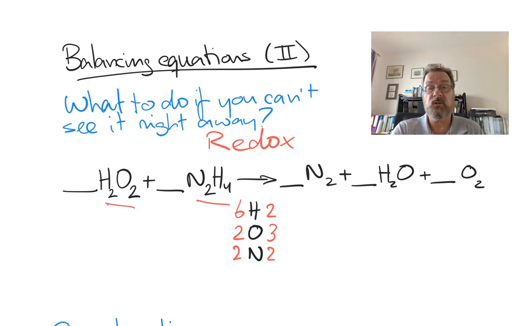So we don't have to start with one H2O2. We can start right away with 2. I will try it with 1 N2H4. So what does that change? So now I have a total of 8 hydrogens. I have 4 oxygens here, and I still have 2 nitrogens, okay?